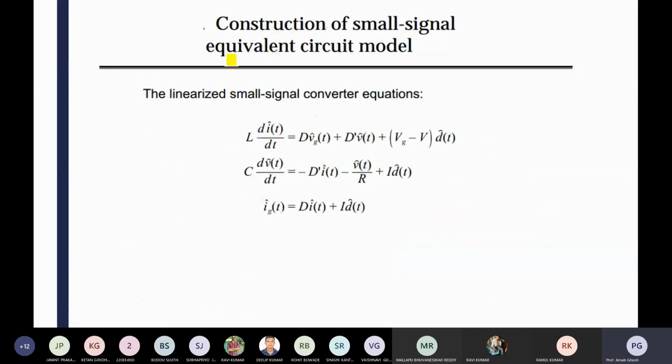So finally we get the construction of a small signal model, an equivalent circuit model. After linearizing the small signal model, we get the expressions of inductor voltage, capacitor current, and input current. That is called the small signal model. Because this I cap T is very small compared to the DC value, and V cap T, meaning output voltage or capacitor voltage, is very small compared to capital V, it is called small signal. That's why it is known as small signal analysis. All the components we are getting are small signal equations, which we get from our state equations.